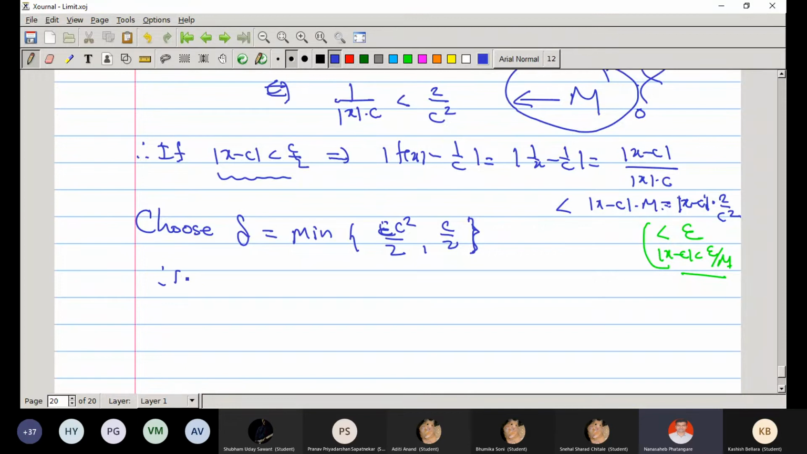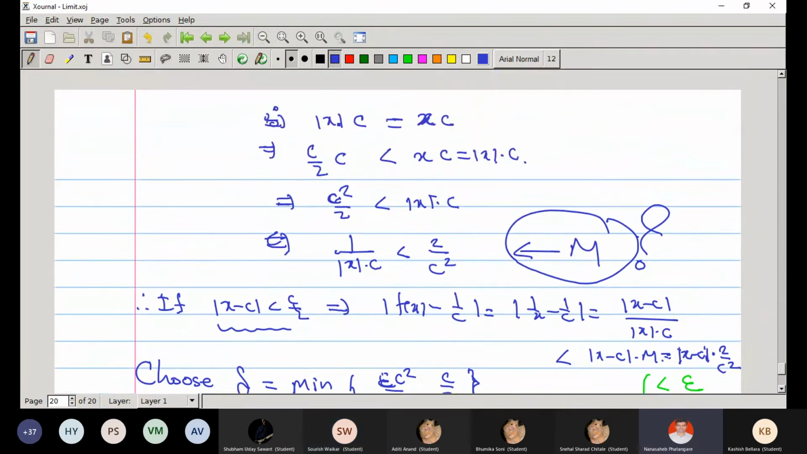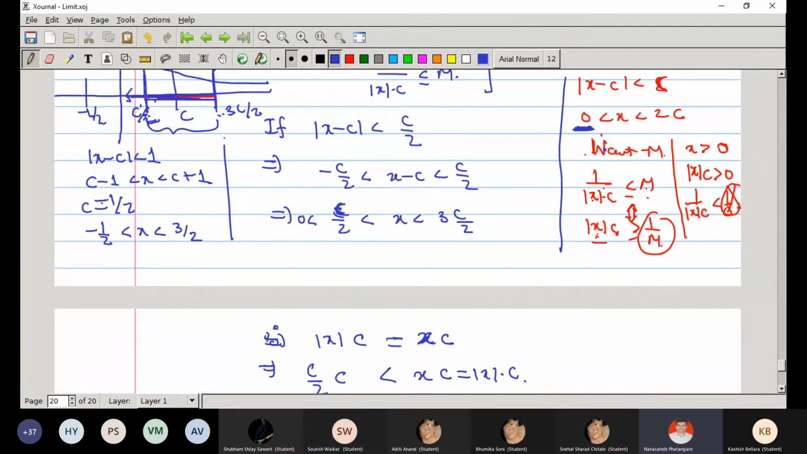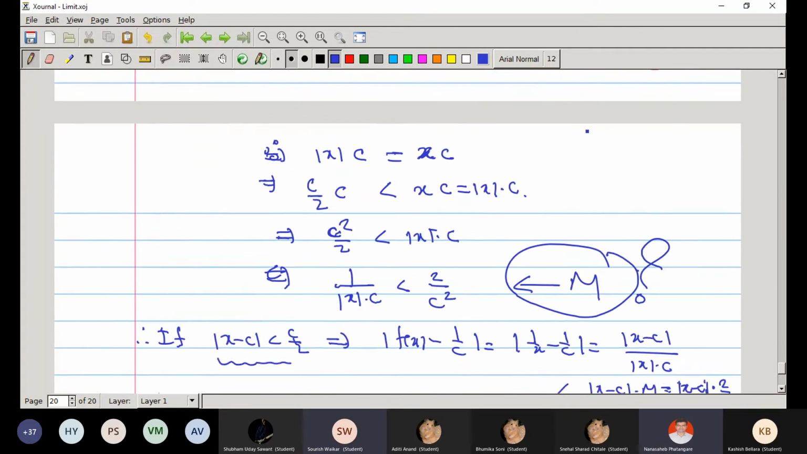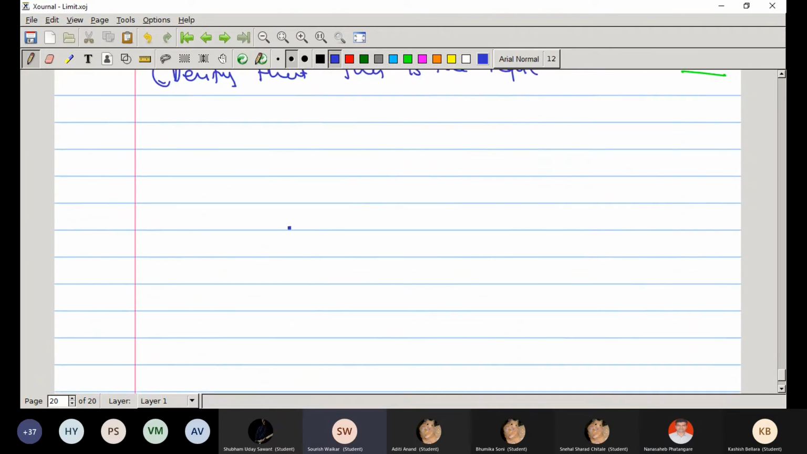Now verify that. Sir, I have a doubt. Yes, why did we choose C by 2? You can choose C by 4, no problem. Do you understand what the problem was? 0 was the problem. Anyhow I wanted to avoid 0. You can take C by 2, C by 3, C by 4. That is also fine. Any smaller number except 0, because we want to stay away from 0 because it's not defined at 0.